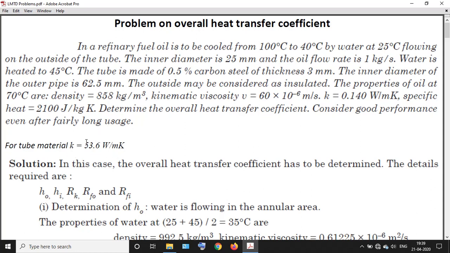So this is a typical heat exchanger problem, where it is a double pipe, and through the inner pipe, oil to be cooled from 100 degrees centigrade to 40 degrees centigrade is flowing, and that oil is cooled by water which is flowing outside the tube at 25 degrees centigrade. As a result of cooling, the temperature of water increases to 45 degrees centigrade. So in such a problem, your first task is to identify which is the hot fluid and which is the cold fluid.